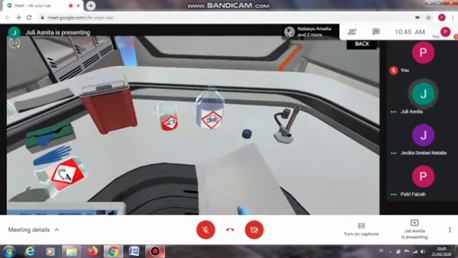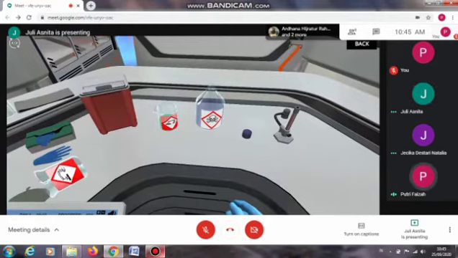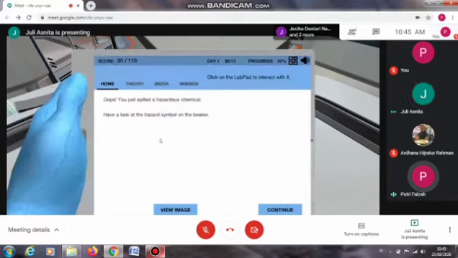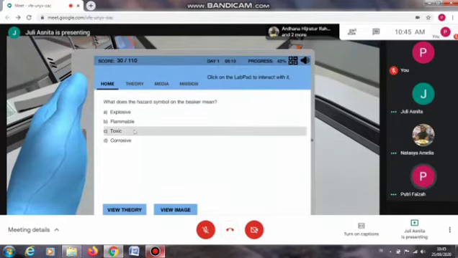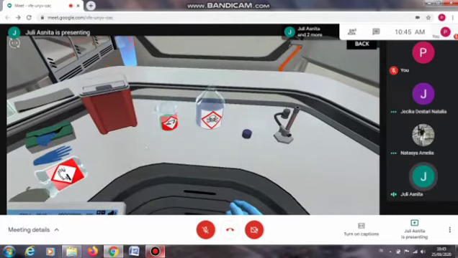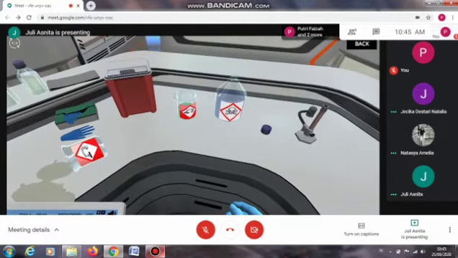Oh no. Oops, you just spilled a hazardous chemical. Have a look at the hazard symbol on the beaker. A very dangerous chemical. What does the hazard symbol on the beaker mean? What is the symbol of that chemical? Corrosive. Let's take a look. Here, corrosive. There's no hand picture. Okay, corrosive.